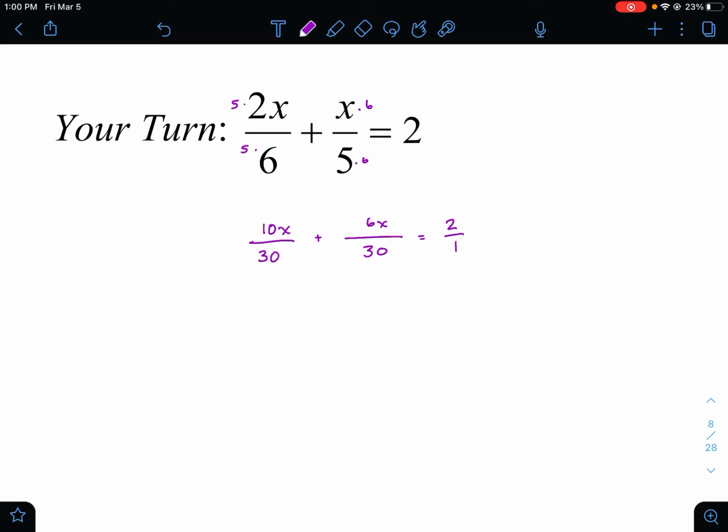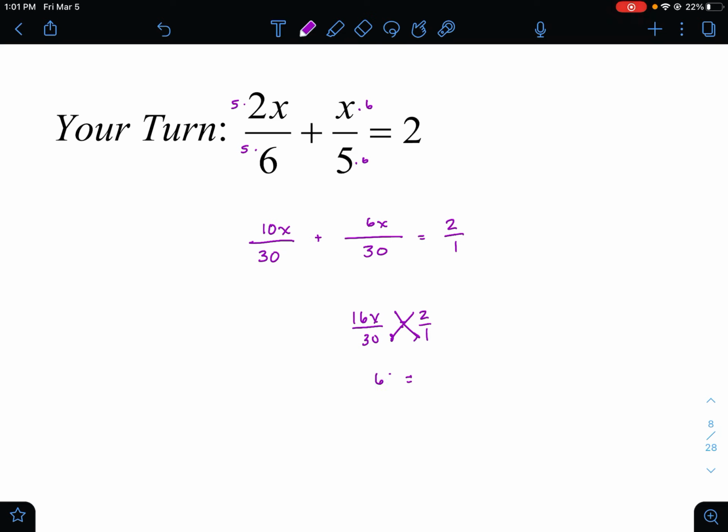When we add fractions, we add the numerators and keep the denominators. So we get 16x over 30 is equal to 2 over 1. I did it this way so you could see to cross multiply. Some people don't really need to cross multiply. If I just left it equal to 2, they would say, okay, I have division of 30, so I'm going to multiply by 30. So either way you think about it, that's what we need to do.